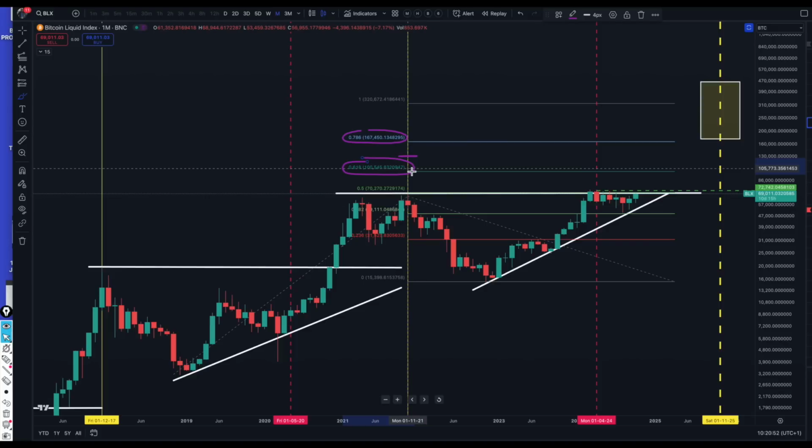Now, those of you with a keen eye will have noticed something, that we've been going from the 78.6 to the halfway mark to the 61.8. So maybe this cycle, we may be going a little bit less than that. So if you want to use a halfway mark between the 61.8 and the 1.0, well, that would give you a figure of around about 85,000. And at the end of the day, nobody has a crystal ball.